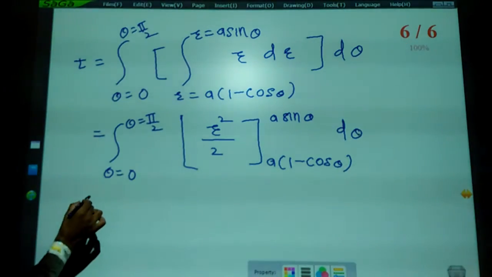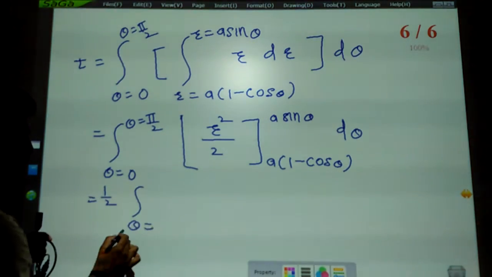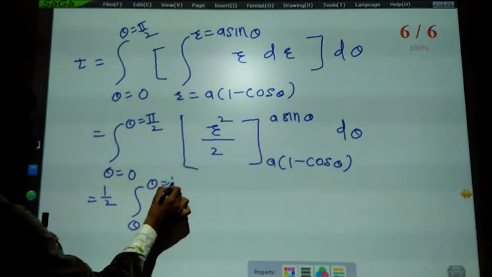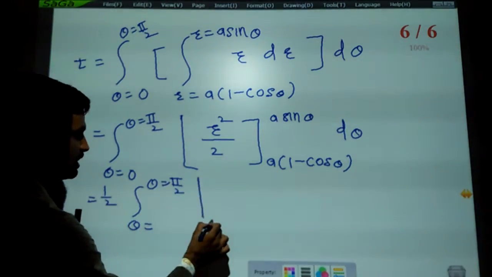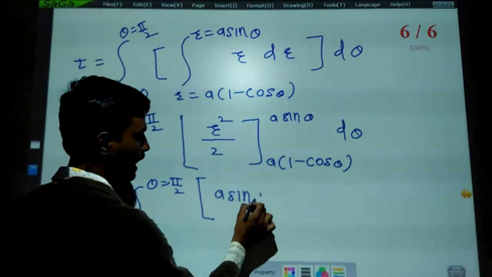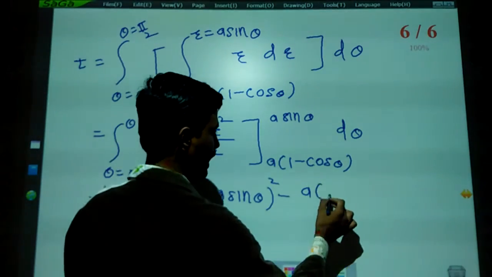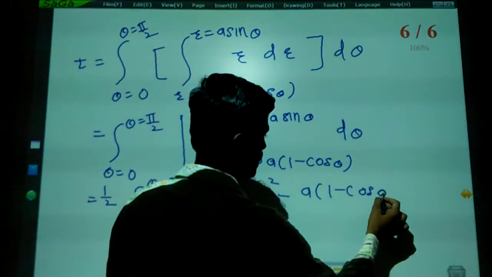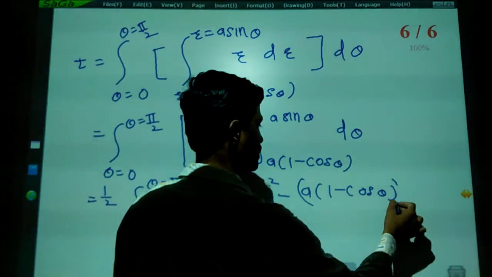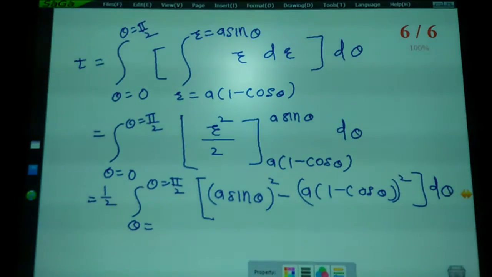So 1 by 2 is outside, which is a constant. Here theta is from 0 to pi by 2. Instead of r, write down the upper limit, that is a sin theta bracket square, minus the lower limit a times 1 minus cos theta bracket square, upper limit minus lower limit, and the remaining integration with respect to theta. Okay, so again I will repeat this step on the next page.